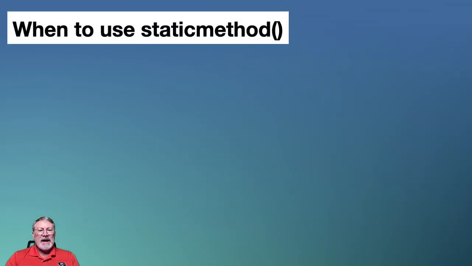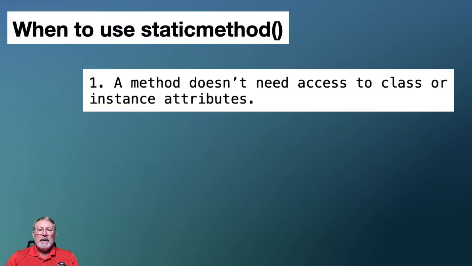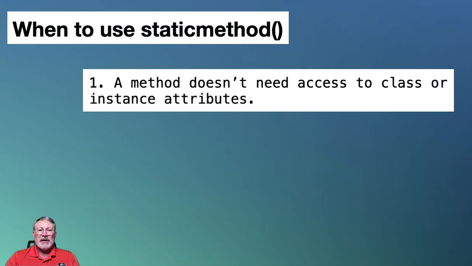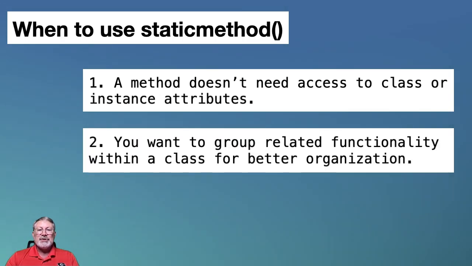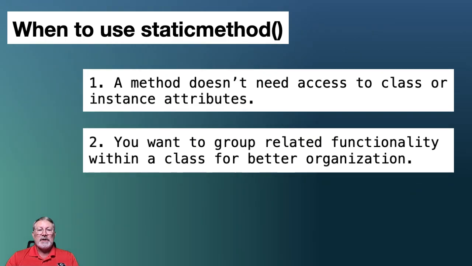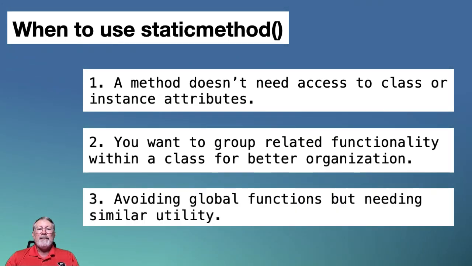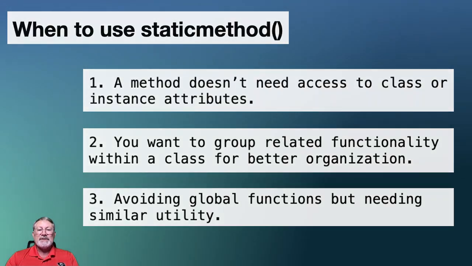So you'd use the staticmethod function when a method doesn't need access to class or instance attributes, when you want to group related functionality within a class for better organization, and when you're avoiding global functions but you're needing similar utility-like behavior within a class context.